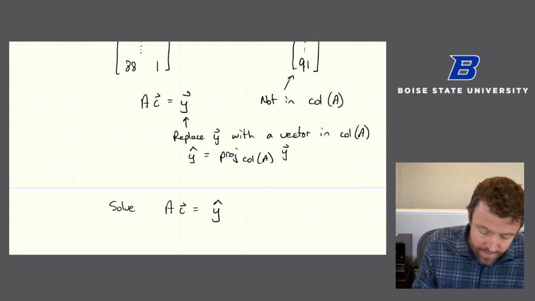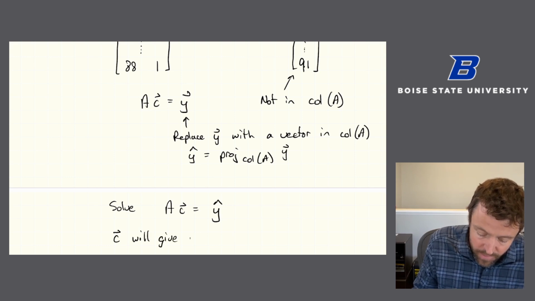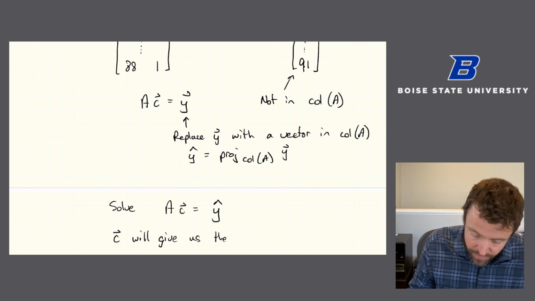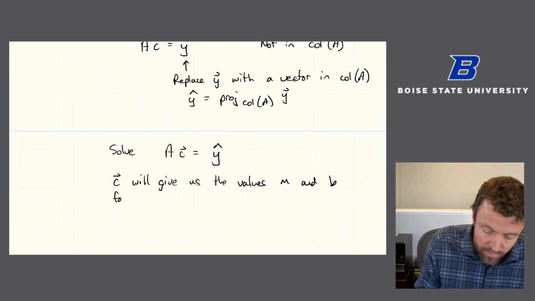And then C will give us the coordinates, or not the coordinates, the values M and B, the slope and the y-intercept for the regression line.